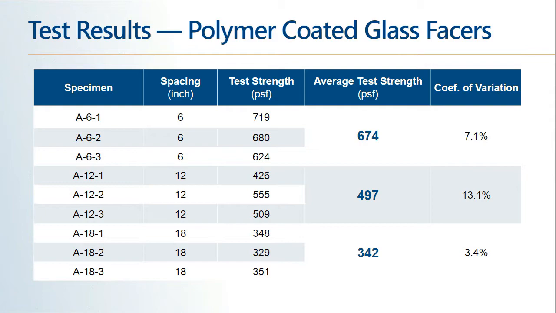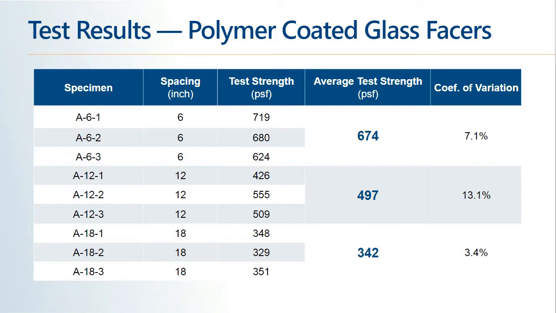For the 12-inch ribbons, we varied from 426 pounds to 555 pounds, which is a difference of 129 pounds per square foot. The average test strength for 12-inch ribbons was 497 pounds per square foot, and that equated to a coefficient of variation of 13.1%.